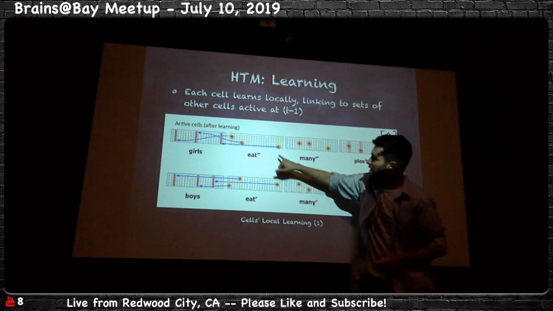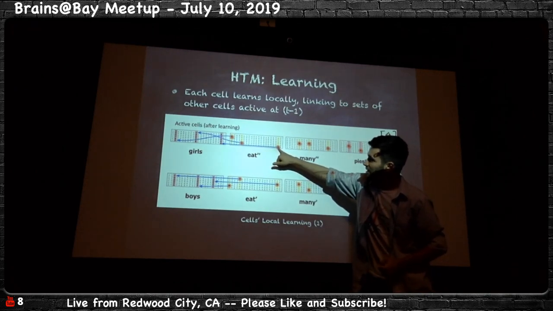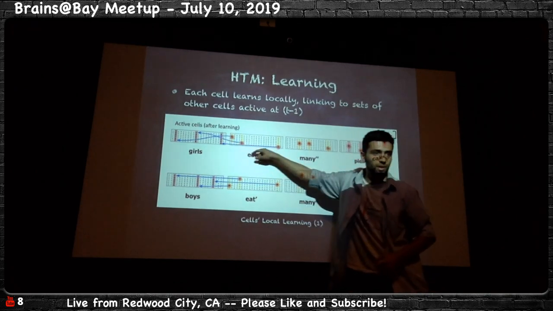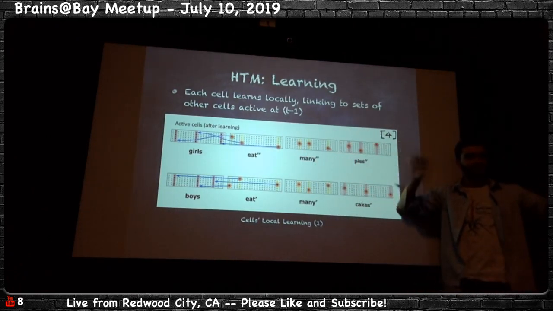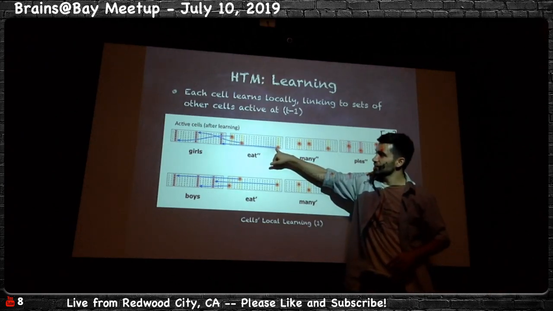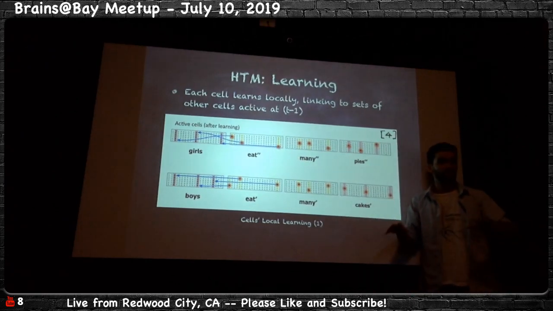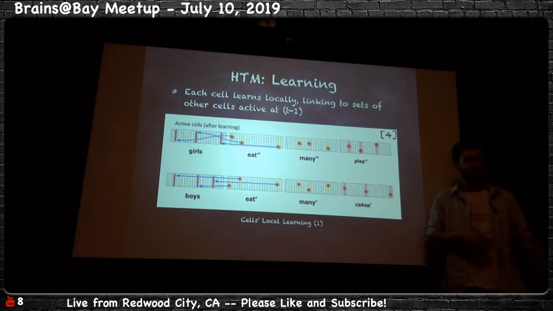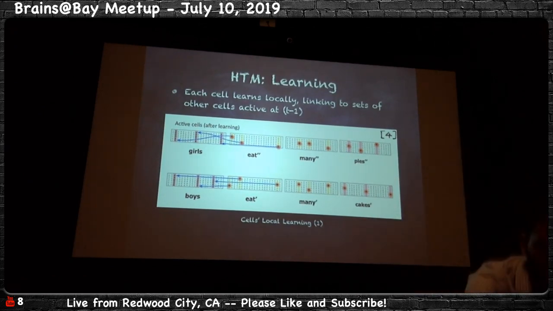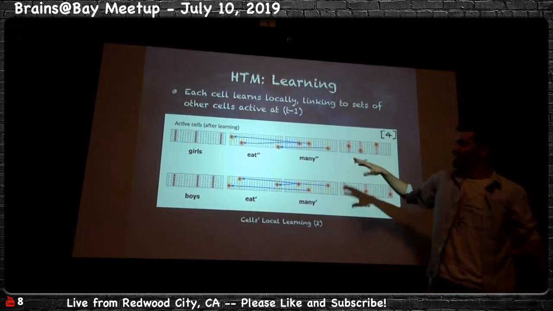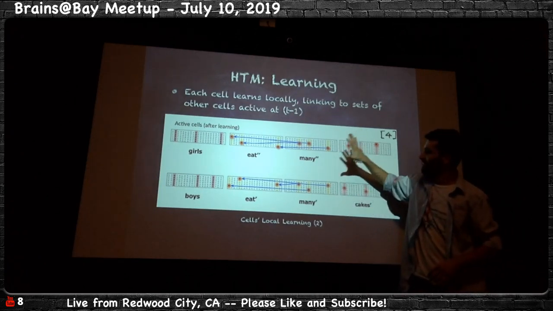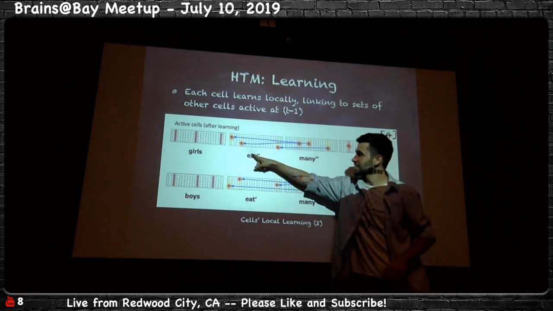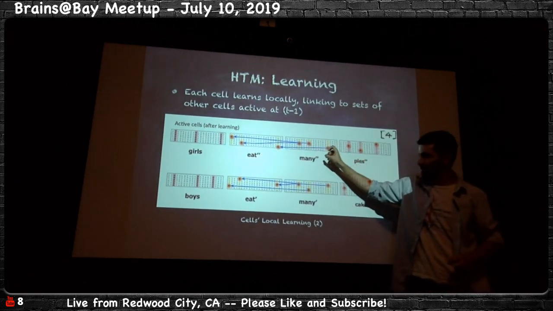So here, this cell learns to connect to some subset of the cells that were active before, and it does that by itself. It's not looking at a master error signal from somewhere, it just connects. And each of these connections is modulated on its own merits, instead of having one error signal that changes everything. So each cell connects to those girl cells, these men, and boy cells. So these many cells connect specifically to these eat cells.